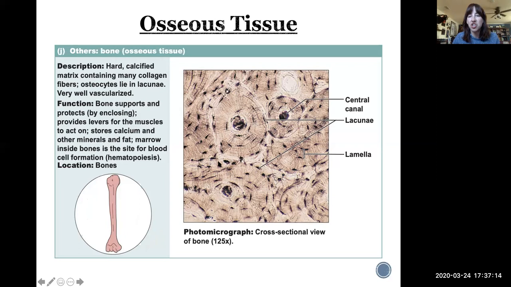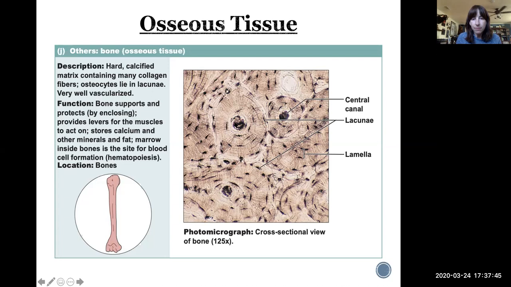Osseous tissue. So because it is so dense and solid and hard, obviously cells aren't going to be able to flow through it. You can't have blood vessels or anything. You notice in the cartilaginous types of connective tissue, they were completely avascular, right? Osseous tissue is not actually avascular. Even though it's solid, it has its ways, namely these central canals.